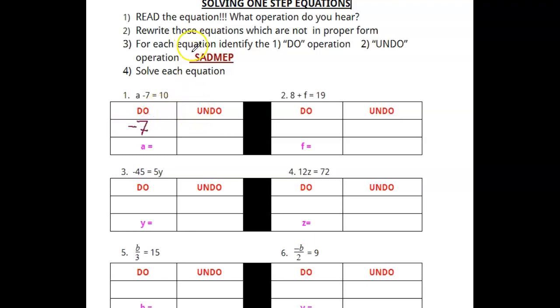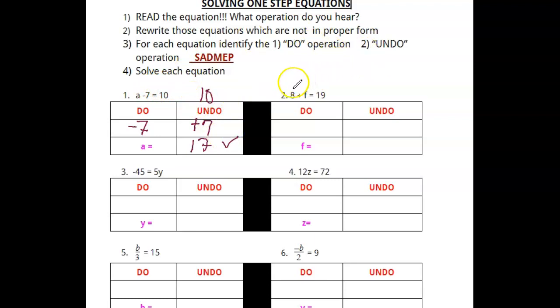The undo of that, since I said subtraction, is addition. So I'm going to add 7. What am I going to add 7 to? I'm going to add 7 to 10. So 10 plus 7 is 17. And now I have solved it. Now I can check it. 17 minus 7 is 10. Yep, sounds good to me.